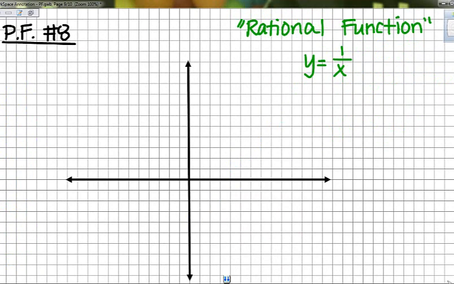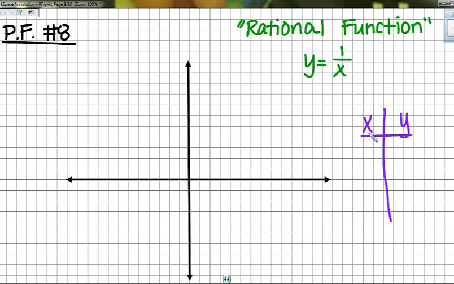Last but not least, our 8th parent function is the rational function, and I know you dealt with this in Algebra 2, so it should look familiar. When you have your variable in the denominator, there's going to be holes or asymptotes, something missing in your graph as far as your domain goes. And we've already done some problems dealing with that. So let's give you a table of values to look at.